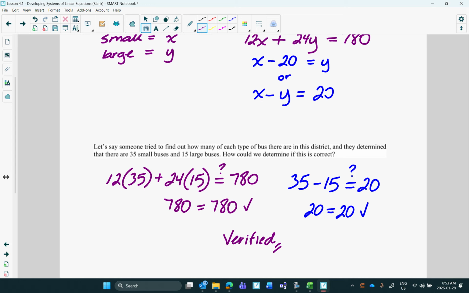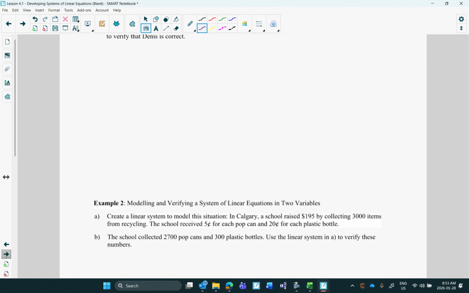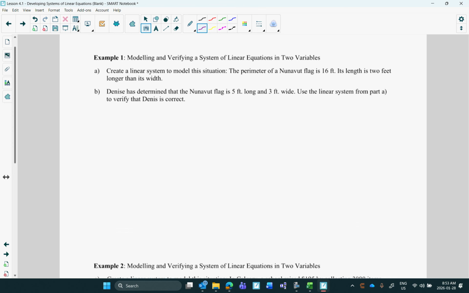Okay. So all we're going to do with this lesson is we're going to be given a word problem. We're going to be asked to set up two equations, and then we're going to be given a potential solution, and we're going to be asked to check to see if it's right. So let's look at another example. I want to look at a couple more because there's all sorts of different problems that can be asked. So the more you practice with it, the better you'll get at it.